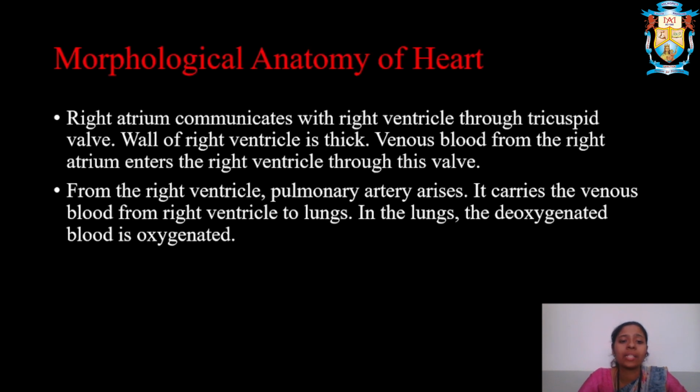Next we move on to what the right atrium does. The right atrium communicates with the right ventricle through the tricuspid valve. Whatever blood is collected in the right atrium has to be transferred to the lungs. Before it goes to the lungs for purification, since it is deoxygenated or venous blood, the blood will flow from the right atrium to the right ventricle. The wall of the ventricle is thick. So it will collect the blood, and the blood flow from atrium to ventricle is through the tricuspid valve.